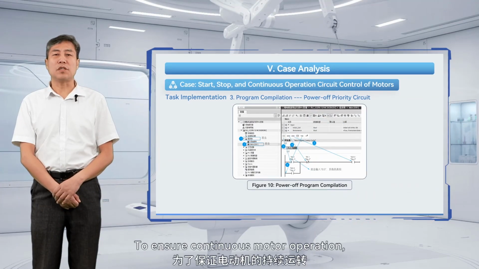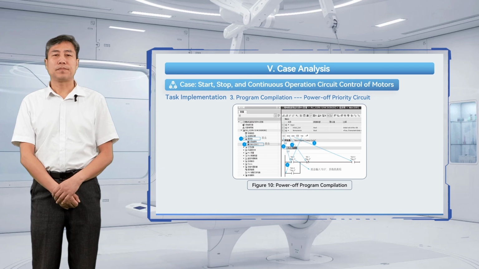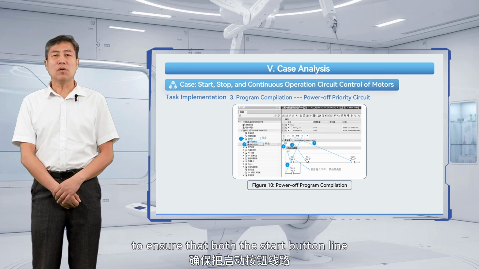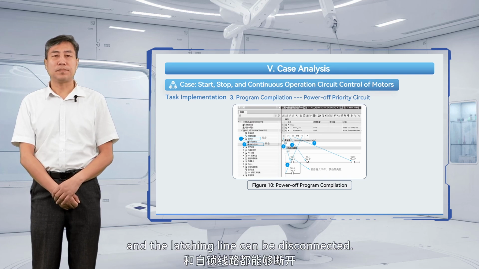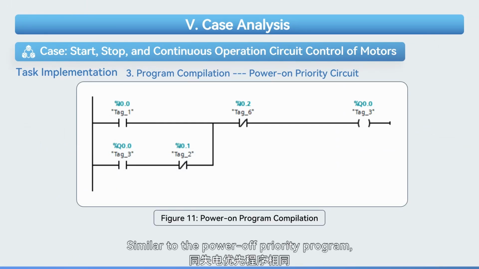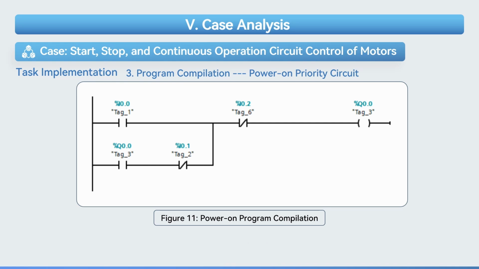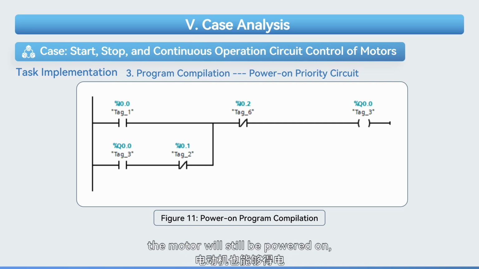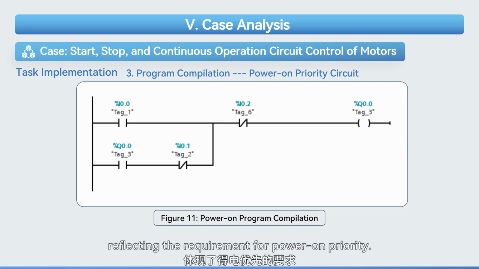To ensure continuous motor operation, a latching control is added. For power-off priority, the stop button is placed on the network's main line to ensure that both the start button line and the latching line can be disconnected. The diagram also shows the power-on priority program. Similar to the power-off priority program, I0.0 is the start button and I0.1 is the stop button. To ensure power-on priority, pressing the start button will guarantee that the motor receives power. The stop button is placed in the self-latching circuit to ensure that even if the start button is pressed and the stop button is pressed simultaneously, the motor will still be powered on, reflecting the requirement for power-on priority.